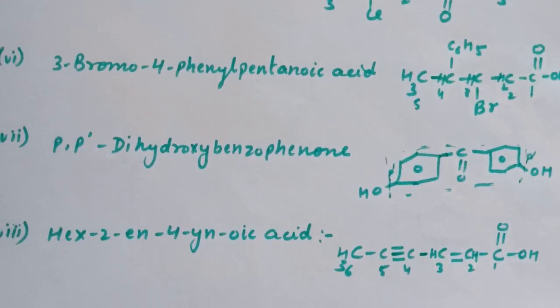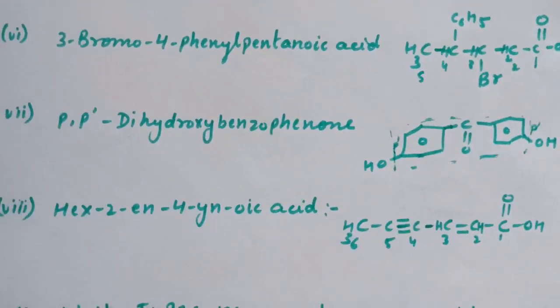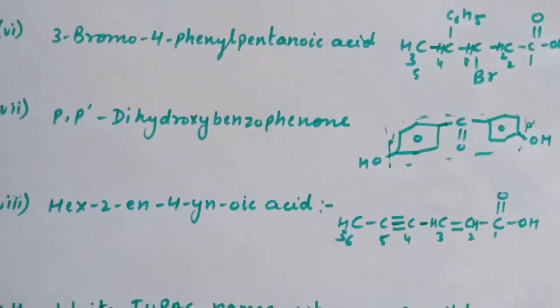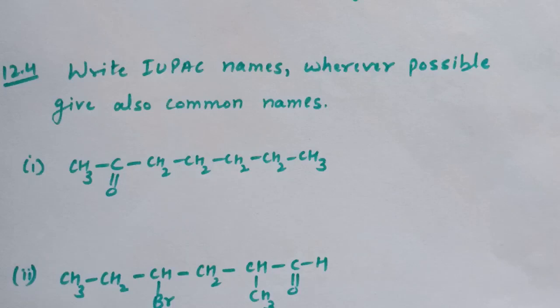Now next 8th is hex-2-en-4-ynoic acid. So this is the structure of hex-2-en-4-ynoic acid. So this is the functional group for carboxylic acid. In between second and third, ene is used for a double bond, so in between second and third one double bond is there. Yne we will use when there is a triple bond, so in between fourth and fifth there is one triple bond. So this is the structure for this compound.